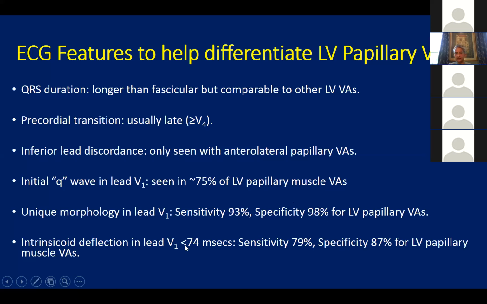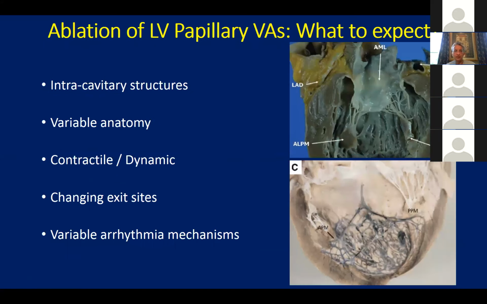Intrinsicoid deflection in lead V1 of less than 74 milliseconds also had a very good specificity. The sensitivity was not that great. But again, these two together can be helpful in discriminating papillary muscle ventricular arrhythmias from the rest of the pattern. Okay, so now moving on to what we can expect when we try to ablate things.